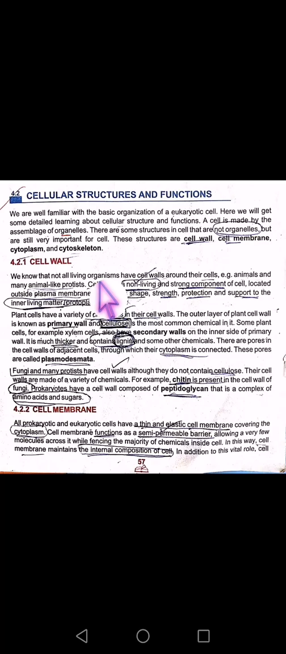Today we are going to discuss a new topic, that is 4.2 cellular structures and functions. As the name indicates, we will discuss the structures that are related to our cells, present in living bodies, and further we will discuss their functions too. Remember that these are not organelles but are called cellular structures. The four major cellular structures discussed in this topic are cell wall, cell membrane, cytoplasm and cytoskeleton.